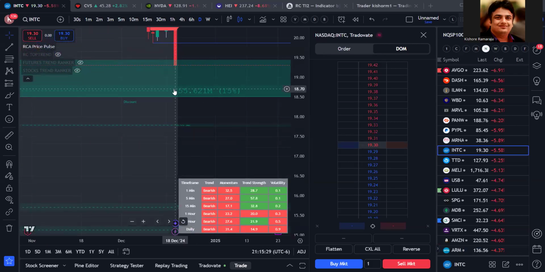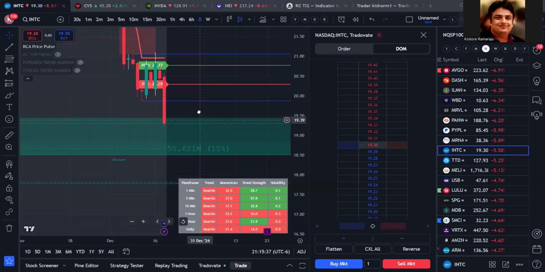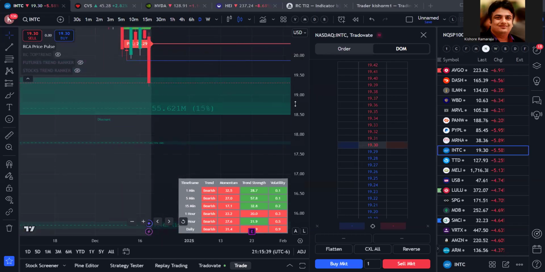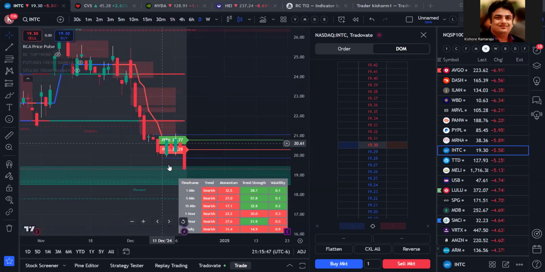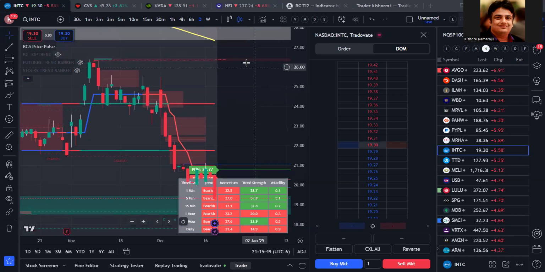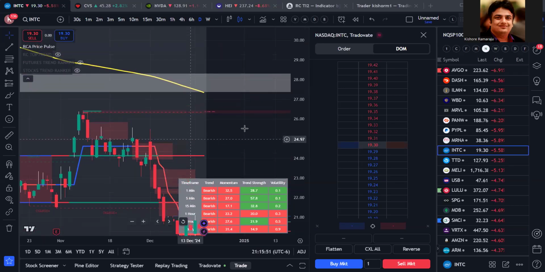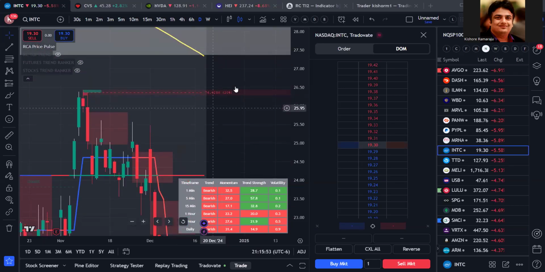Then Intel, there is a huge buy order block around 18.5. So if it touches this, then we can see a reversal. So we need to wait for this. Once it touches 18.5, you can get deep calls. Again, it may go to $26.